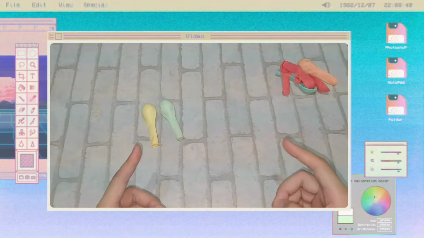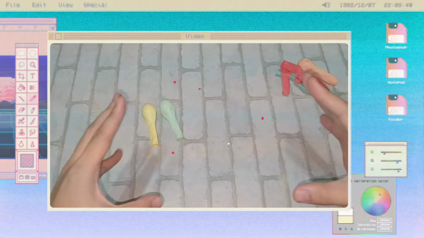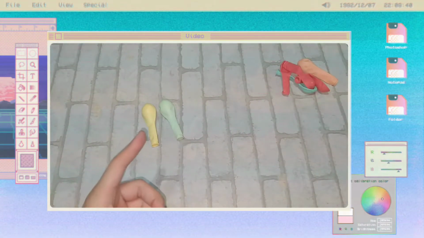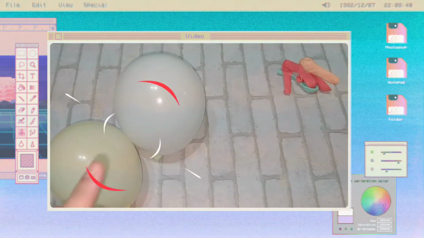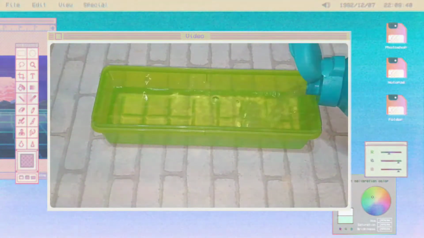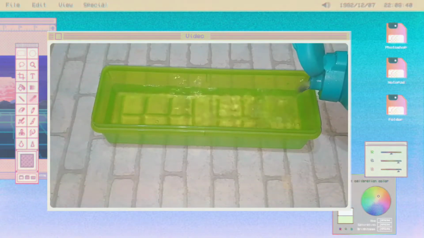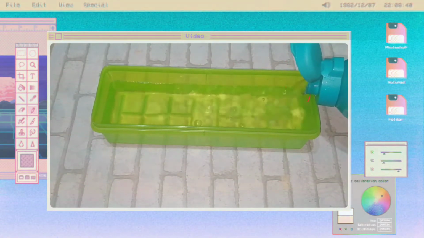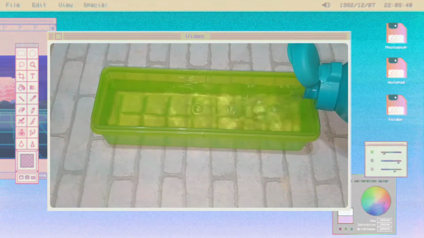The next thing that we're gonna do is to inflate a balloon. 1, 2, 3, go! The next thing that we're gonna do is to fill the container with water.